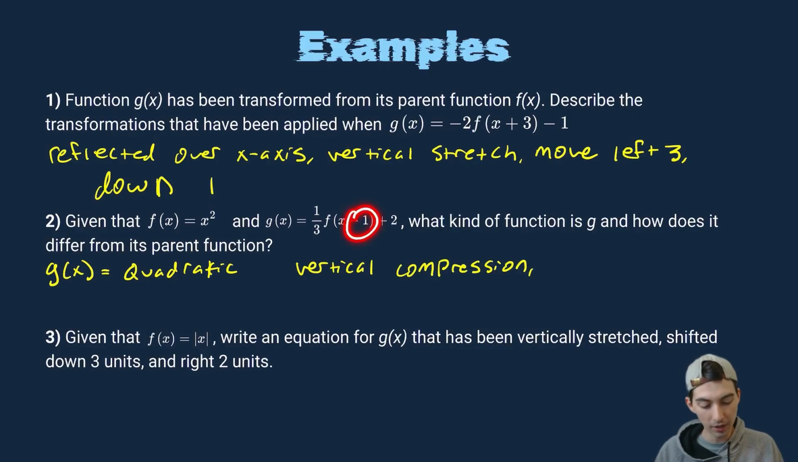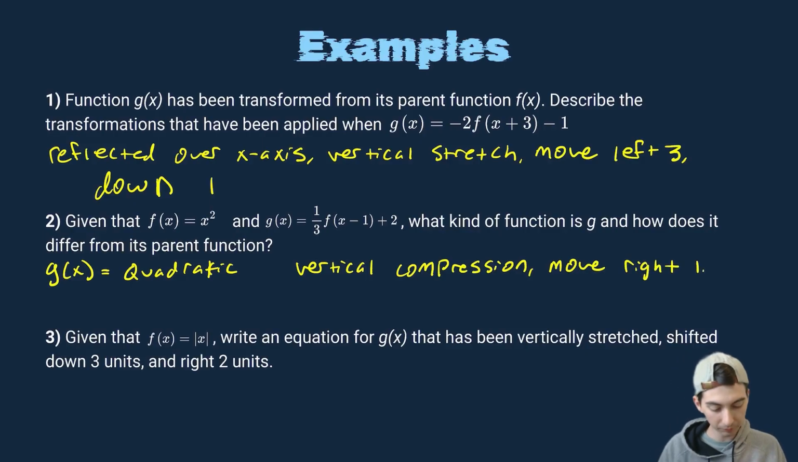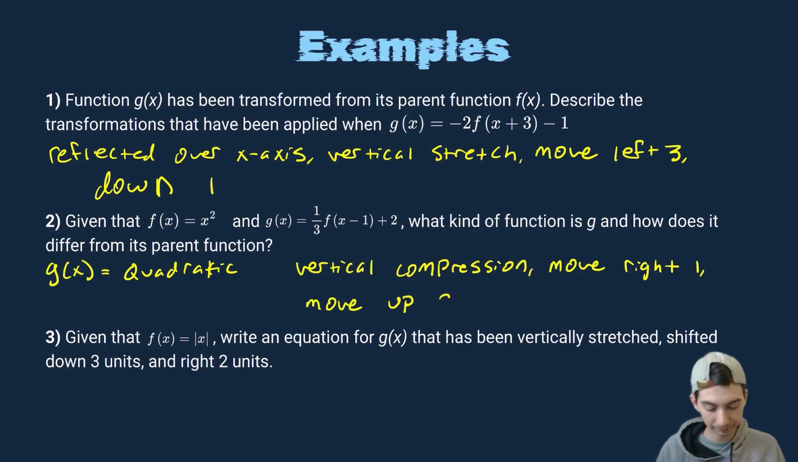Now we have this -1 inside my parentheses. Since it's inside, we're going to do the opposite of whatever it tells us to do. So the negative is going to tell us to move right 1 space. And then finally, the +2 on the outside, that's my k. It stays true to whatever the sign is. So we're going to say to move up 2.